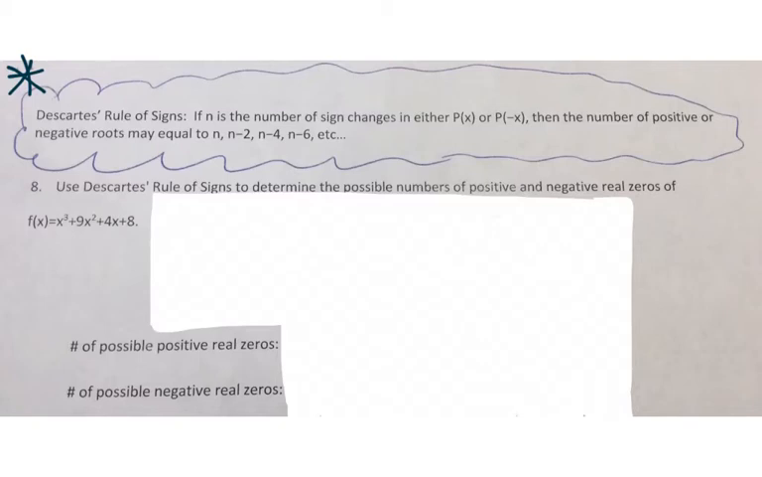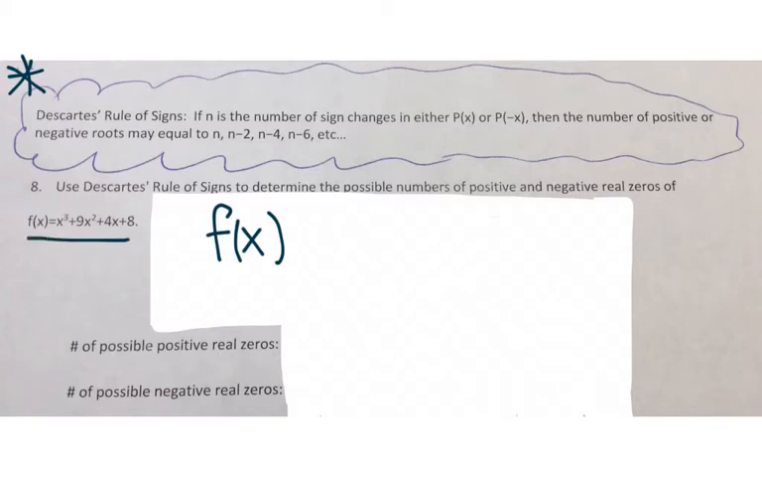Essentially, they're saying, if I look at f of x, and between each term, if it changes from negative to positive or positive to negative, we would count how many times that happens, and that tells us the n number of sign changes there were, which tells us the possible number of roots that are positive. So let's look at this example and let's figure this out.